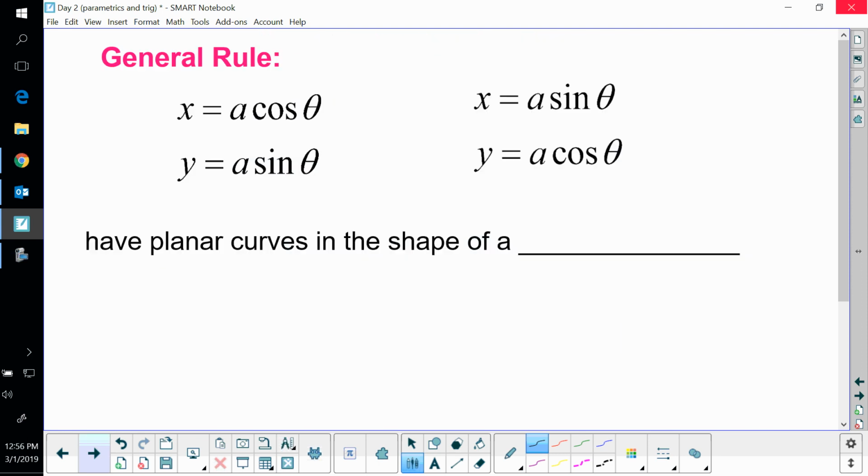So if we flip to the next page, in general, if we have a parametric trig function where the coefficient of cos and sine is the same, it will have the shape of a circle. And then after plotting that circle, you've just got to think about which direction it is going. So the orientation will be different depending on which one the sine and the cos is with.